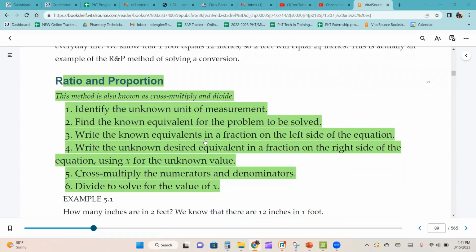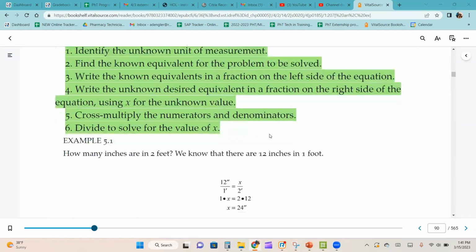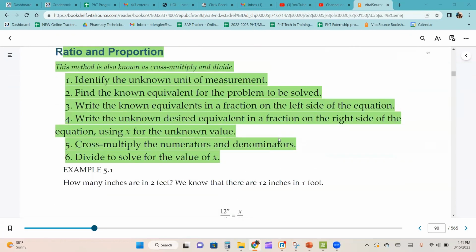So ratio and proportion is also known as cross multiply and divide. And by cross multiplying, I mean diagonally cross multiplying, which can confuse students. They'll try to go directly across. It's diagonally cross multiplying, which we'll see in just a second when we solve example 5.1, and we'll go through those steps.